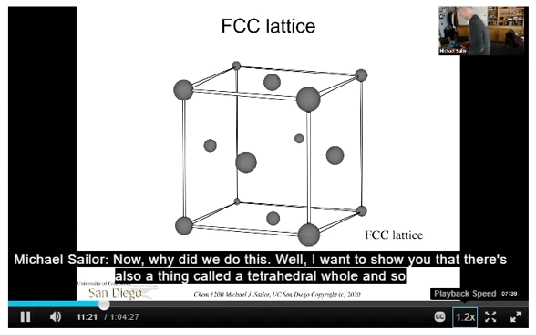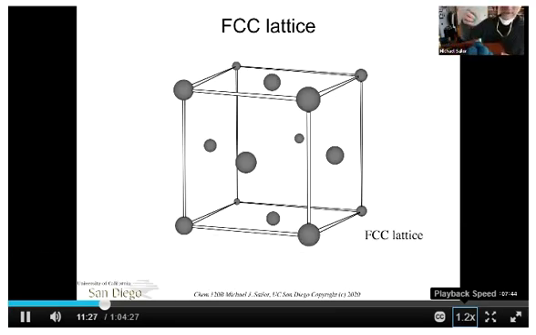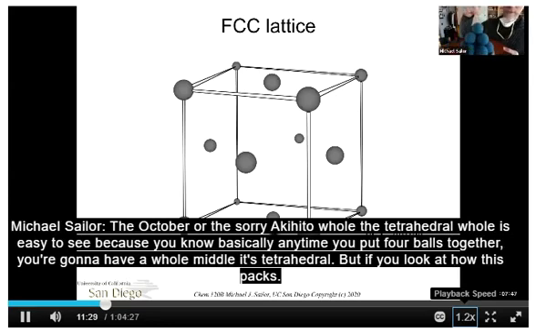Now, why did we do this? Well, I want to show you that there's also a thing called a tetrahedral hole, and so the octahedral hole. The tetrahedral hole is easy to see because basically anytime you put 4 balls together, you're going to have a hole in the middle.